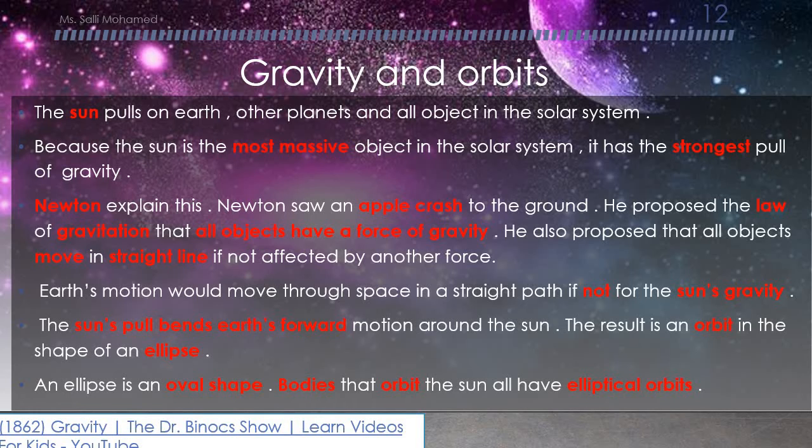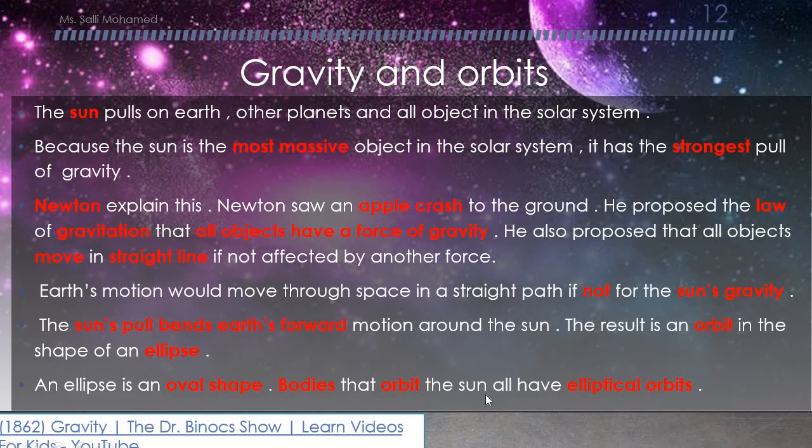Earth would move through space in a straight path if not for the sun's gravity. So the sun's gravity is what makes the Earth rotate in its own orbit and not move in a straight line. So the sun's pull is what makes Earth rotate in its elliptic orbit and not move in a straight line. An ellipse is an oval shape. Bodies that orbit the sun all have elliptical orbits.